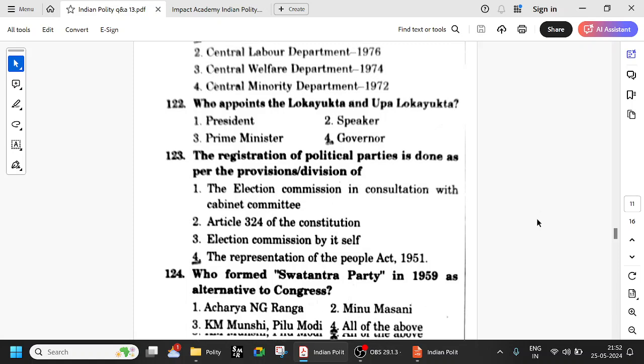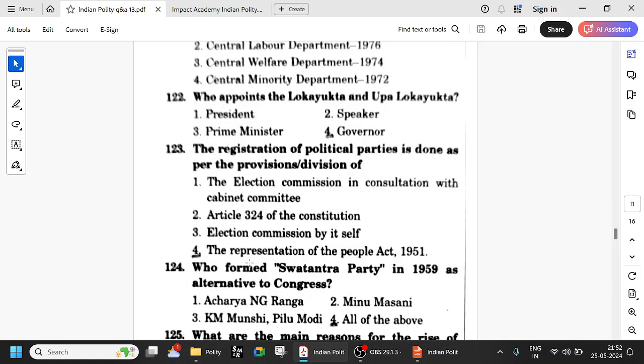The registration of political parties is done as per the Representation of the People Act 1951. Very, very, very important. Because it is about political parties related to elections, it is not the Election Commission, not Article 324. So all these things are not. The Representation of the People Act 1951 provides for the registration of political parties.